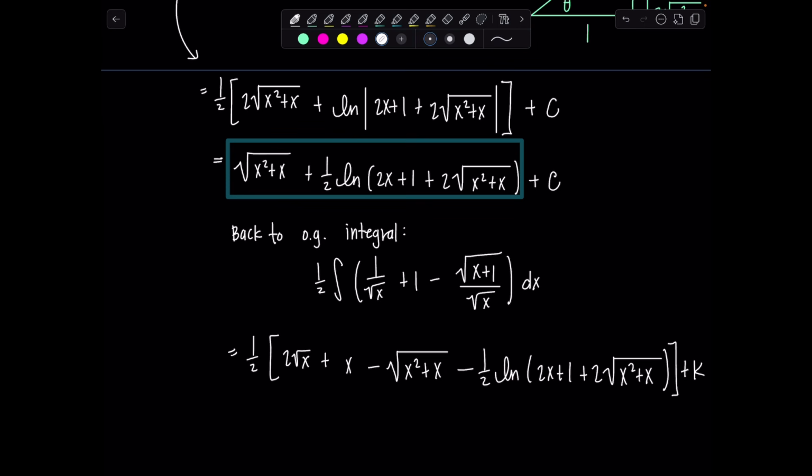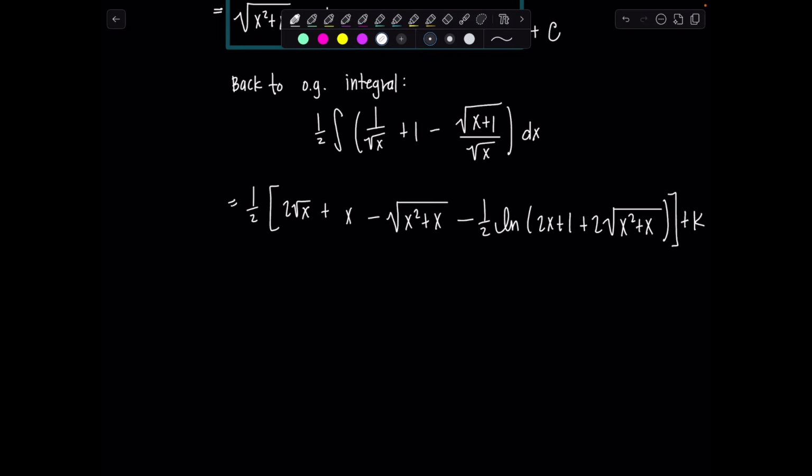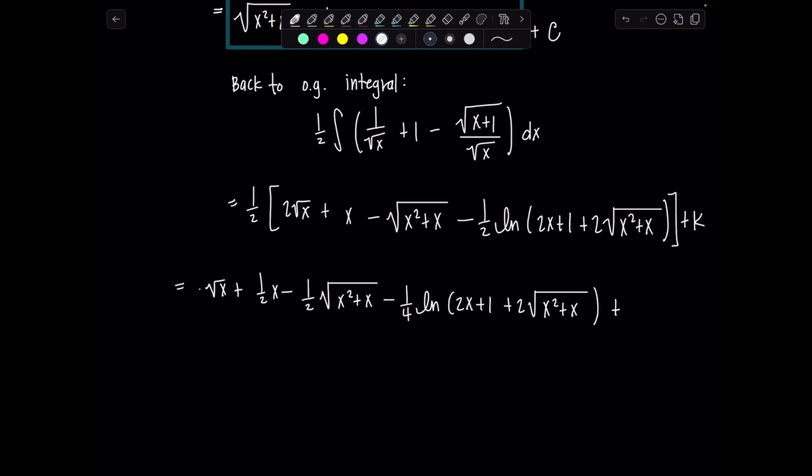Oh no, K, whatever. Now, can we clean up some more? We most certainly can. Let me distribute the 1/2. So we've got just plain old radical x plus 1/2 x minus 1/2 square root of x squared plus x minus 1/4 natural log of 2x plus 1 plus 2 square root of x squared plus x, plus K.